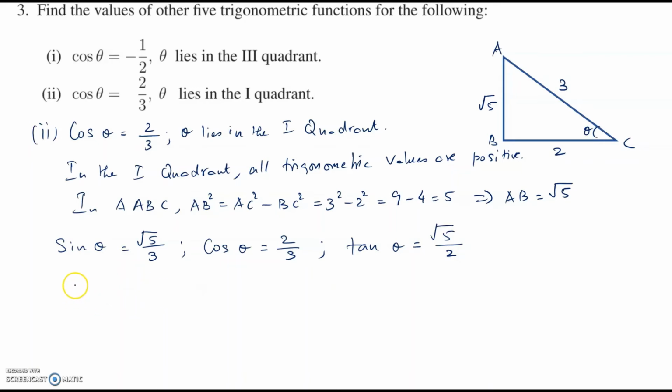Next, the reciprocal functions, which is cosecant theta would be equal to 1 by sine theta. So it is 3 by root 5. Then secant theta is equal to reciprocal of cos theta. So it's 3 by 2. And cot theta is reciprocal of tan theta. So it is 2 by root 5.